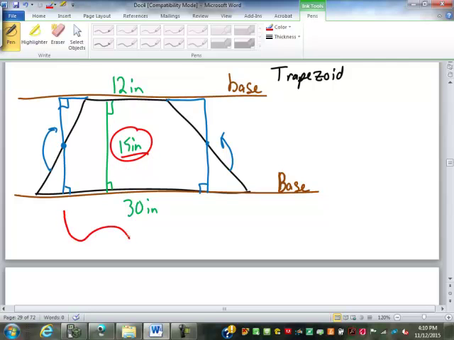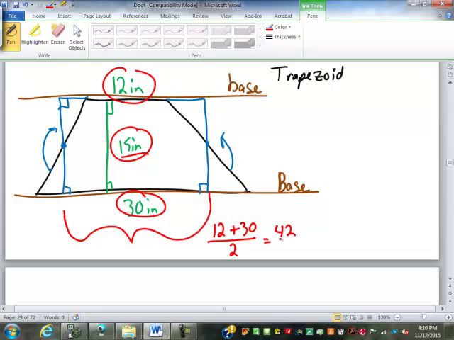What has changed is this length. It's now longer than 12, but shorter than 30. In fact, it is exactly between them. How do I find a number that's exactly between two numbers? I average them. I add them together, and I divide by 2. So 12 plus 30 is 42. Divided by 2 is 21. So this is really a rectangle that is 21 inches by 15 inches.